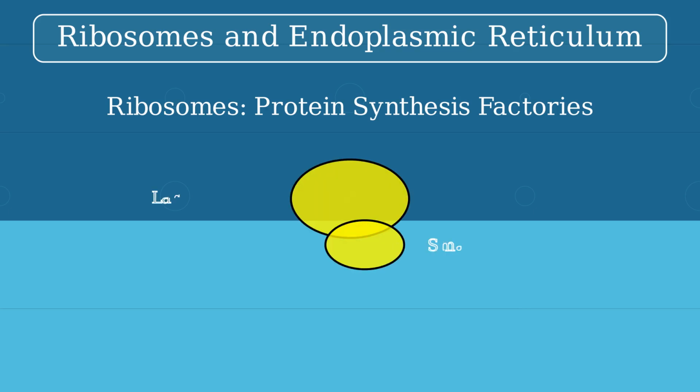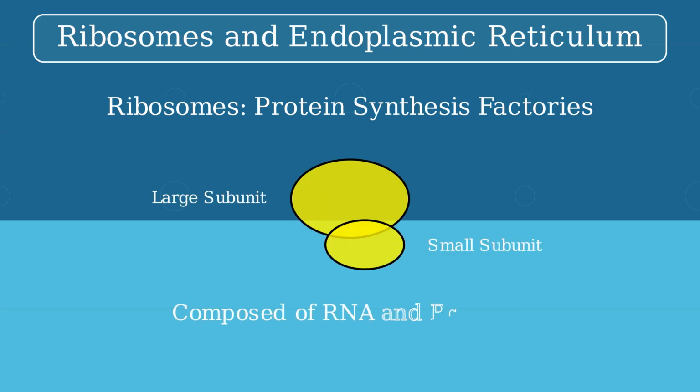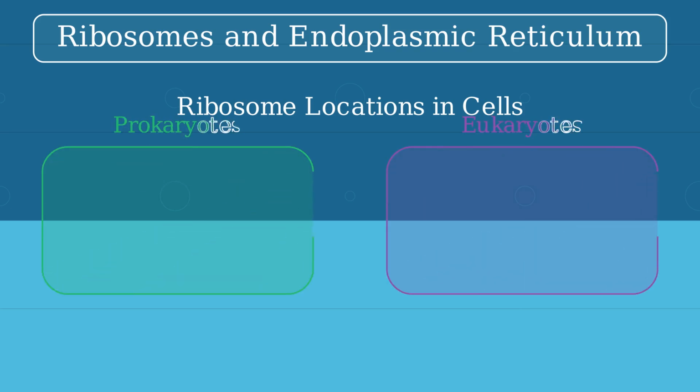Ribosomes are the protein synthesis machinery found in all living cells. Each ribosome consists of two subunits, a large subunit and a small subunit. Both are composed of ribosomal RNA and proteins. Ribosomes are found in both prokaryotic and eukaryotic cells.